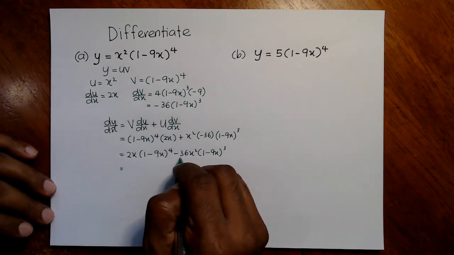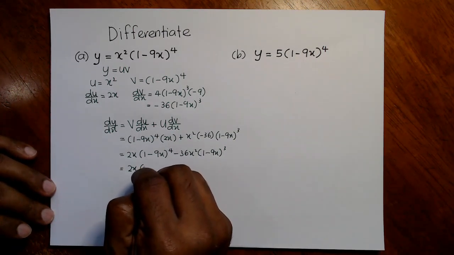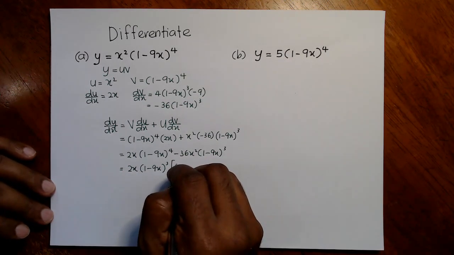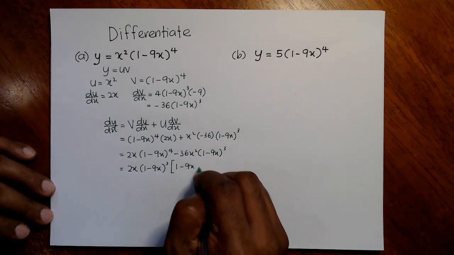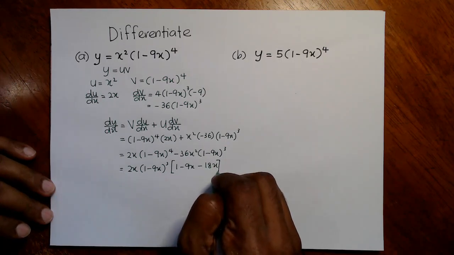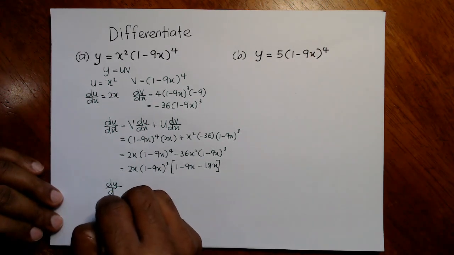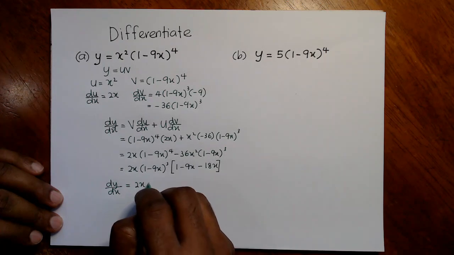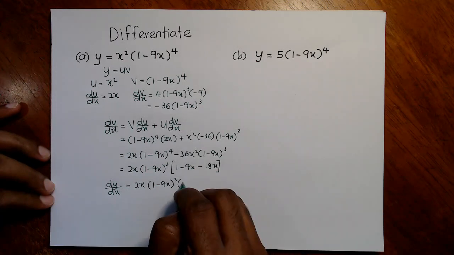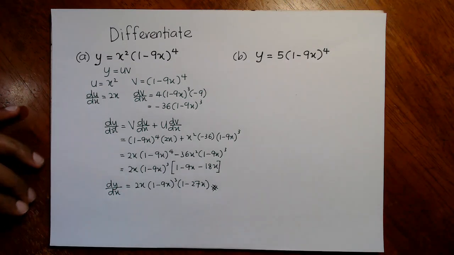From 2x and 36x squared we can take out 2x. From this and this we can take out (1 minus 9x) to the power of 3. So what will be left inside? Here there will be 1 minus 9x. Here there will be minus 18x. That's all. Right, now we solve this and we get the final answer for dy/dx. So dy/dx is 2x(1 minus 9x) to the power of 3. Inside here will be 1 minus 27x, and that will be the answer for dy/dx.